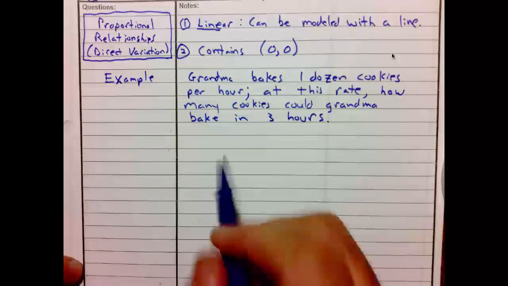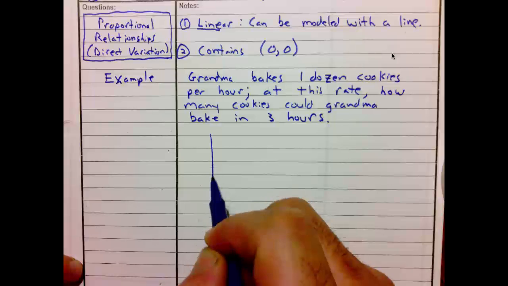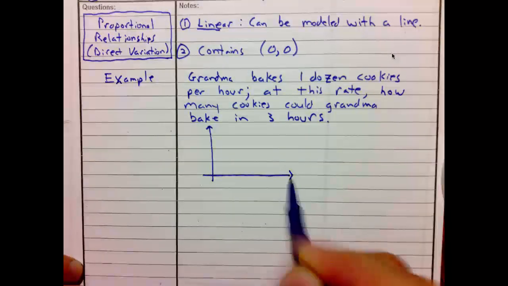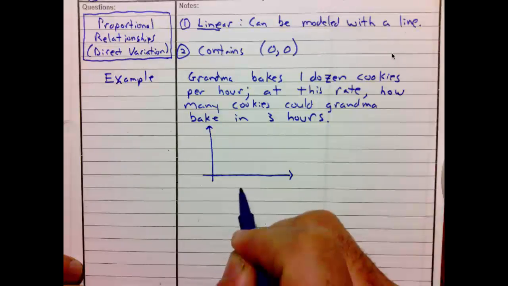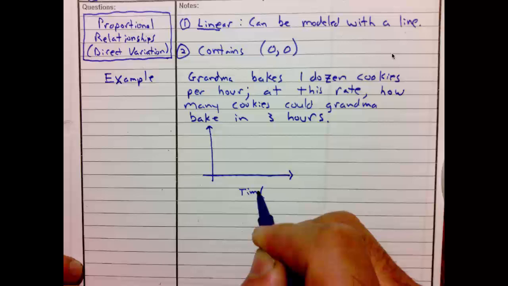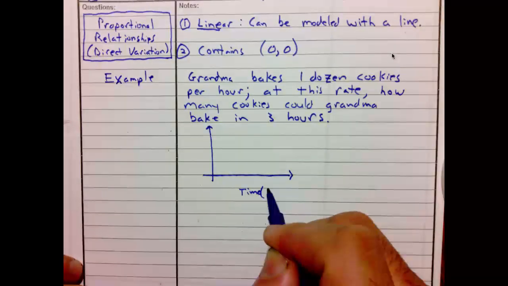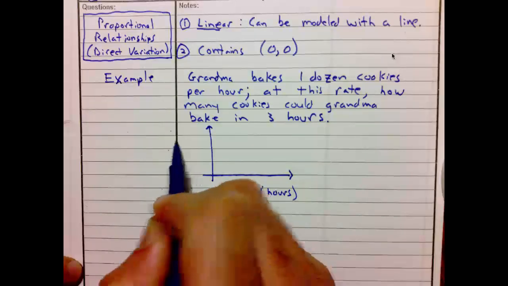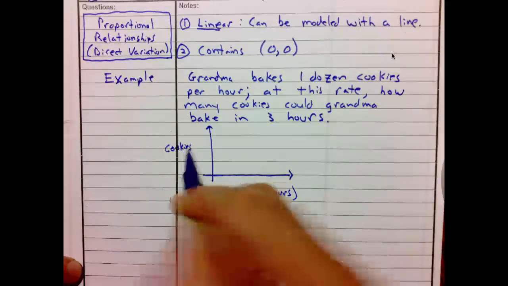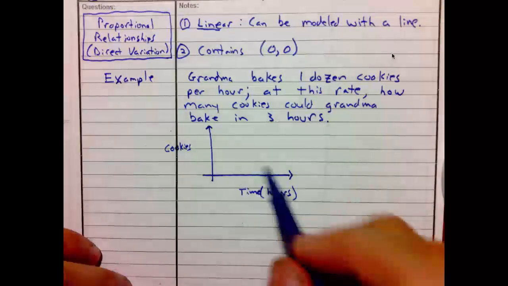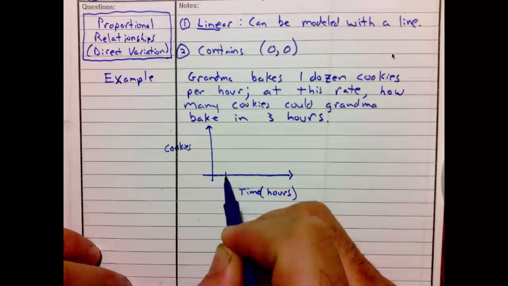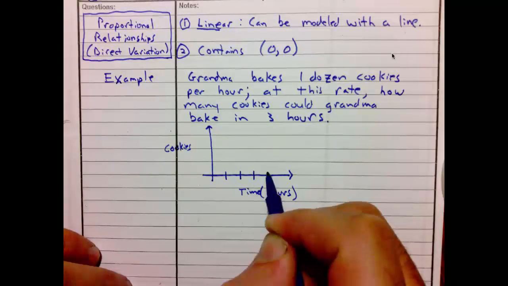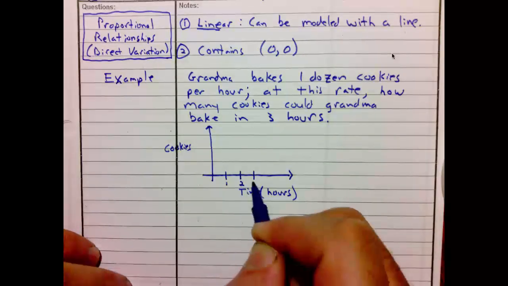So I'm going to draw a graph that models Grandma baking these cookies. On the x-axis in this case, I'm going to put our time measured in hours. And on the y-axis, I'm going to put cookies. Okay, so we want to get up to 3 hours. I'll try to make my intervals the same length. That's going to be key to getting the linear situation. So 1 hour, 2 hours, 3 hours.